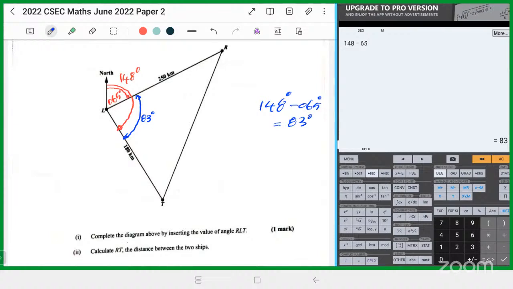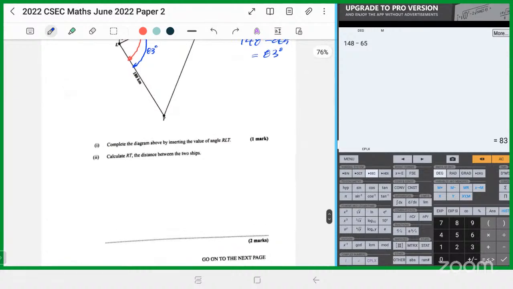It says calculate RT, the distance between the two ships. So it's now asking for this distance over here. It's kind of easy because we now have two sides and the angle between them. The cosine rule will give us the length that I want. So let's set it up.